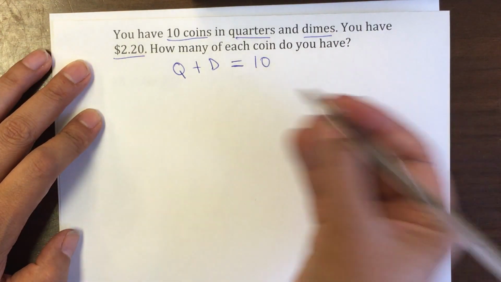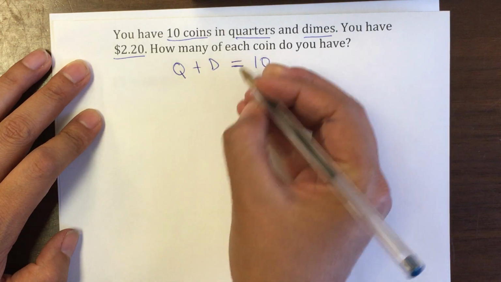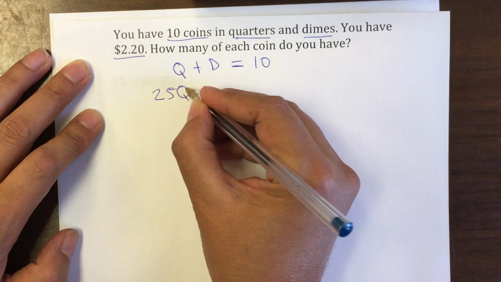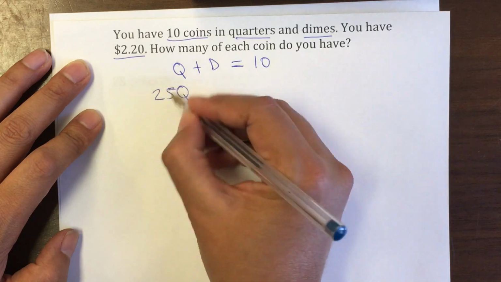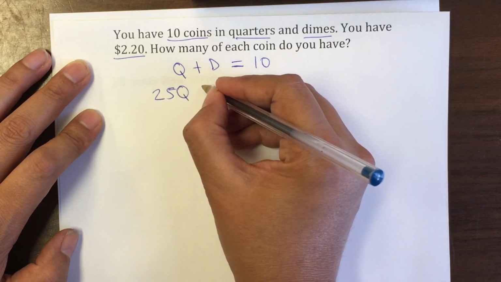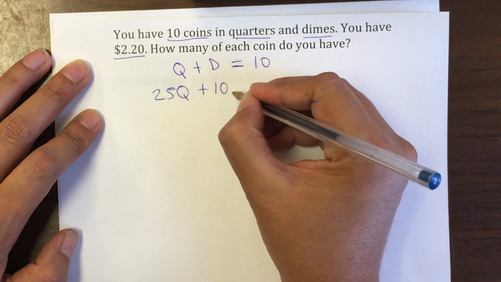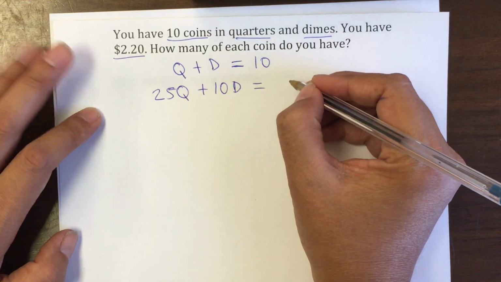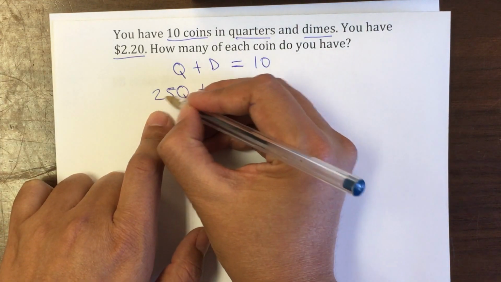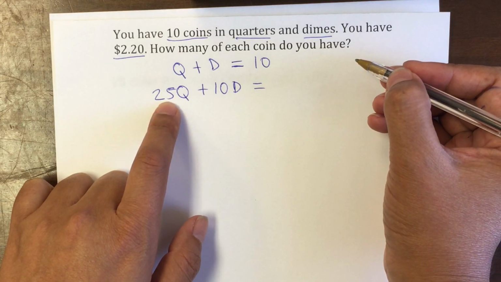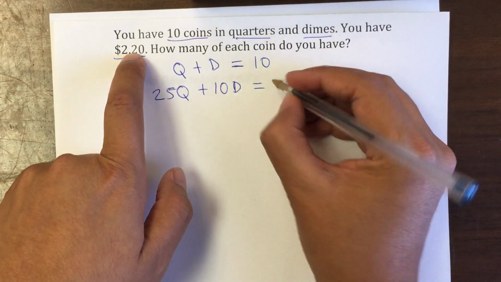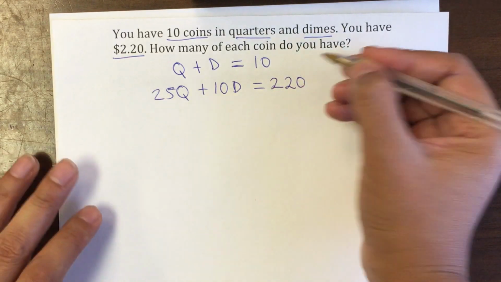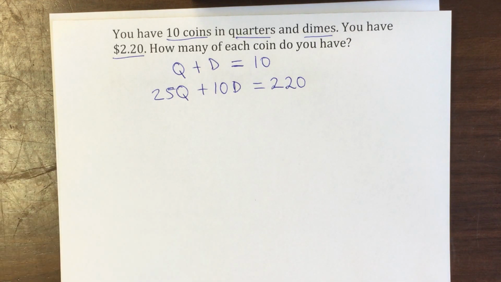Then I'm going to give the value of each coin. So quarters are 25 cents. So I'm going to multiply my number of quarters times the value of the quarters plus 10, because that's the value of dimes, times my number of dimes, is equal to, now notice that here I'm not putting 0.25 to represent the 25 cents. So I'm not going to put the decimal here either. So I'm just going to write 220 cents. Okay? So those will be my two equations.